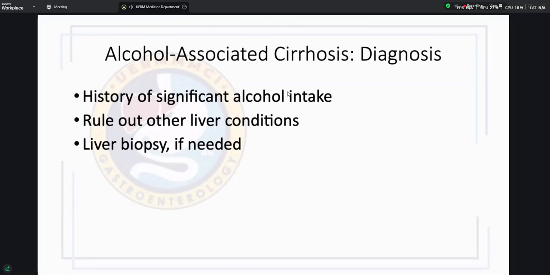For the diagnosis of alcohol-related cirrhosis, of course, we should check if the alcohol intake is sufficient or significant enough to cause cirrhosis. We should always rule out other causes of chronic liver disease. Liver biopsy is not usually performed, but if the diagnosis is unclear or you are thinking of other possible causes, then it might be helpful.